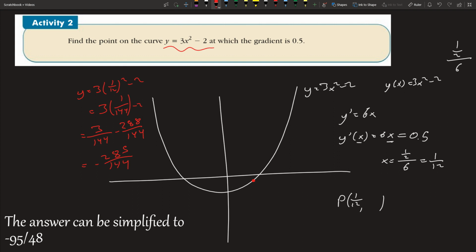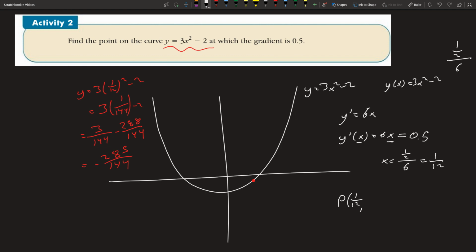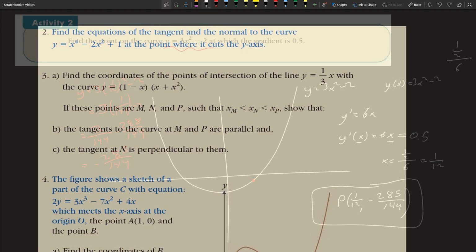I hope this is correct, doesn't look correct. Anyways, I'll check later. This is the y coordinate, therefore it is negative 285 over 144. I think I can simplify, but I'll not. I'll leave it like this. So here's your point. And we're done with this question.